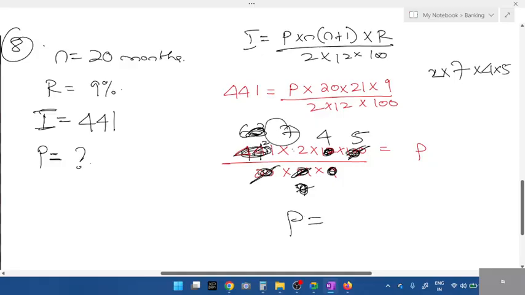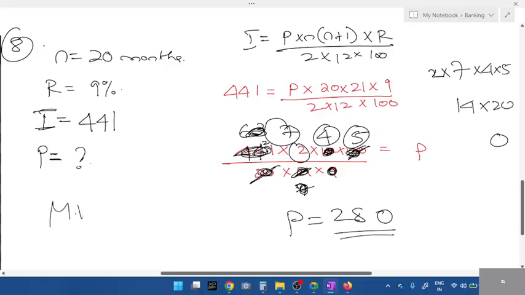See, I'll put all the values which are left. So make sure you write the values properly. 2 into 7, 4 into 5. What's the value? 420. 0 remains as it is. 2 fours are 8, 2 ones are 2. Calculate even the maturity value. They haven't given it here. They might ask you to find the maturity value. Calculate the maturity value. Be quick.